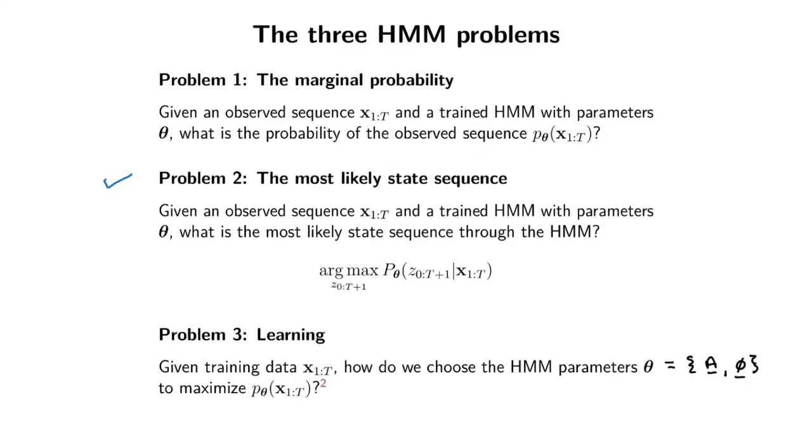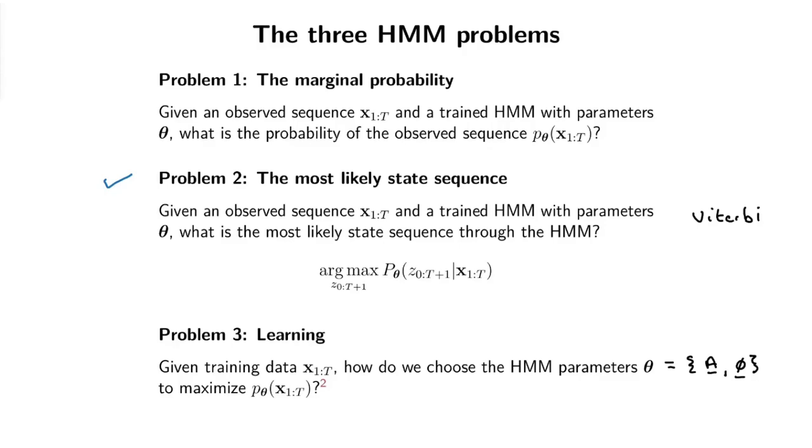So I give you a hidden Markov model, I tell you its parameters, I give you an input sequence, and I ask you what is the most probable path through this hidden Markov model given that observed input sequence. And you did that using an algorithm called the Viterbi algorithm. Now, I start with problem 2 because if you understand problem 2, then problem 1 is easier to understand. And then problem 3 is very easy to understand in principle.